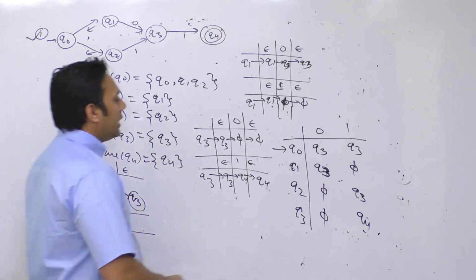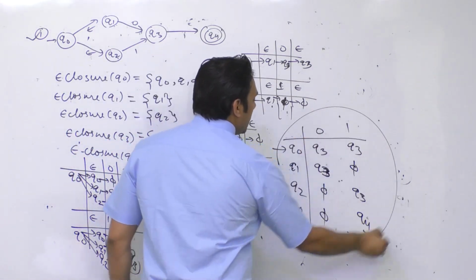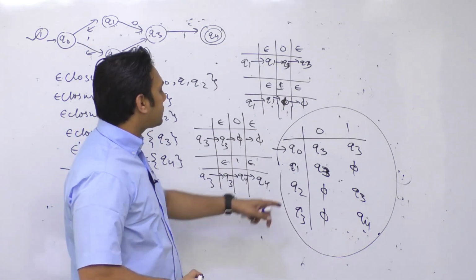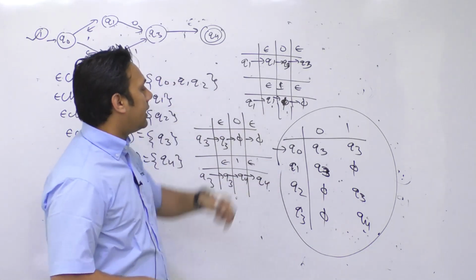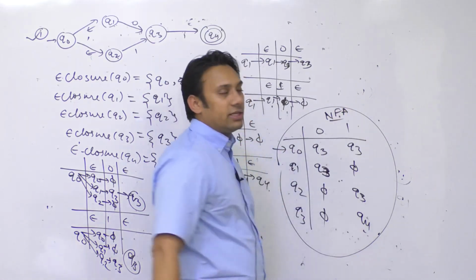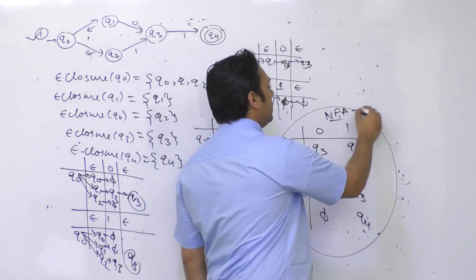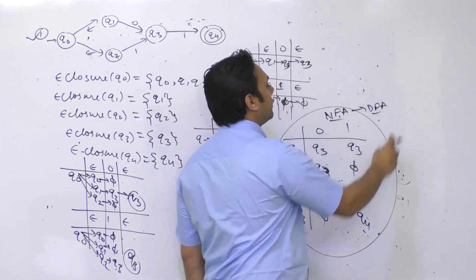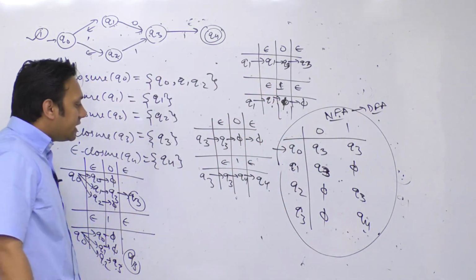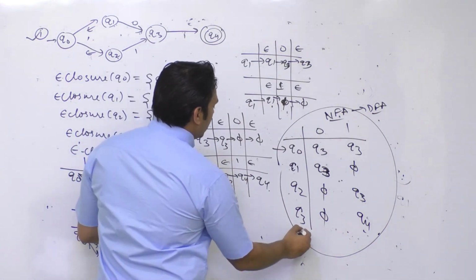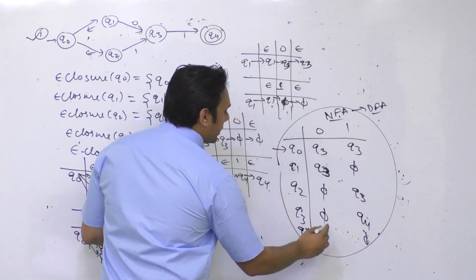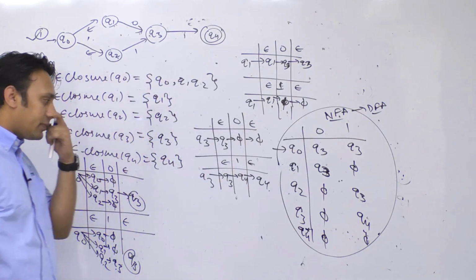Now, I've got this table, and this is your state transition table for an NFA. So you get an NFA here, and by looking at the state transition table, I can convert this NFA to a DFA. So here what was the final state? Q4 was the final state. So I'm going to make this state Q4, okay, and I'm going to make it a final state.